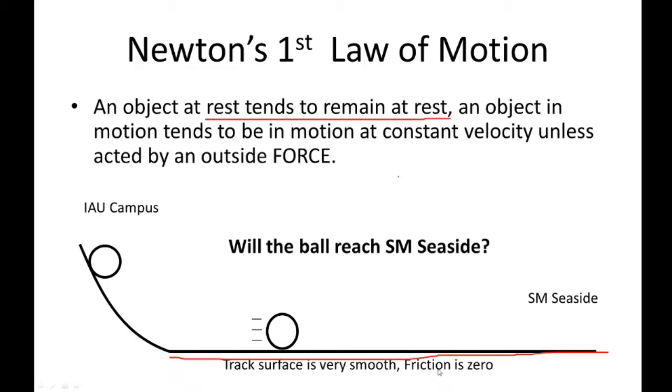Let us say the SMC side is around 10 to 15 kilometers from the IAU campus. So will it be able to reach the SMC side? And let us say the ball is released 1 meter above the ground. With 1 meter above the ground, will it be able to reach the SMC side? Just that the surface is very smooth and there is no air in this situation.